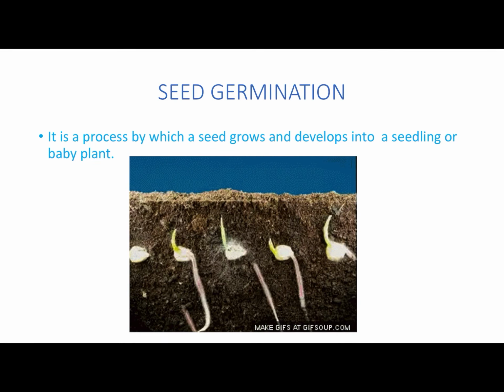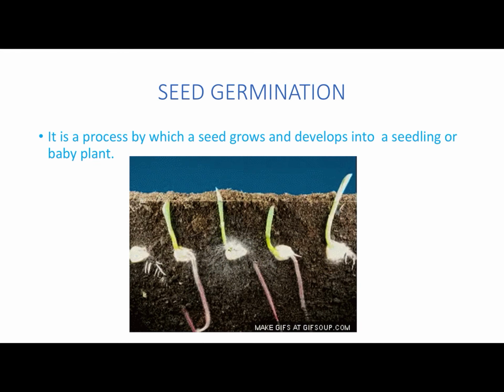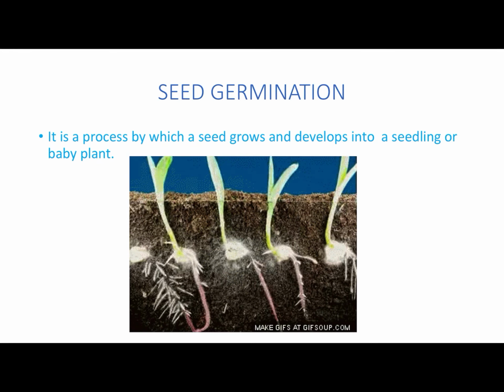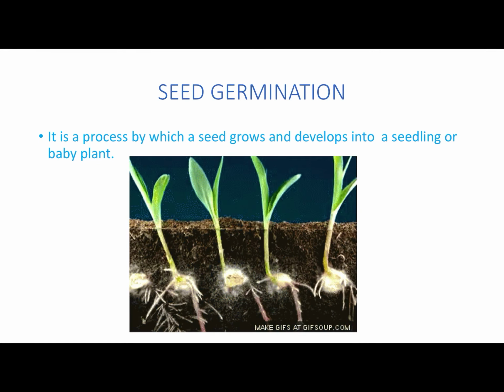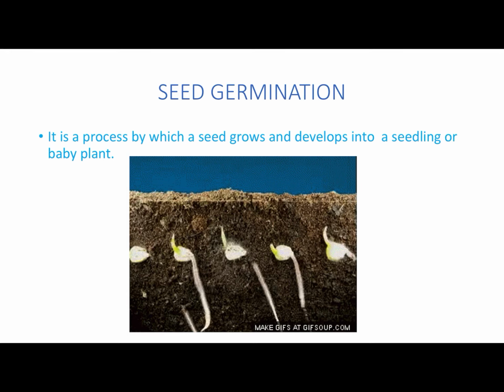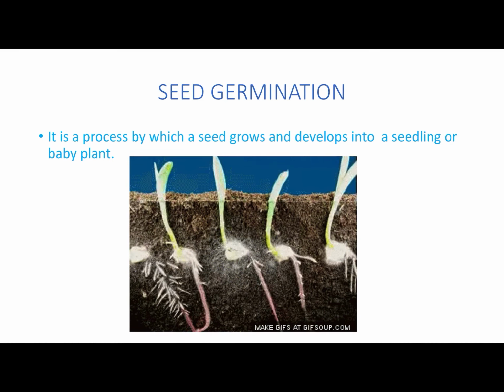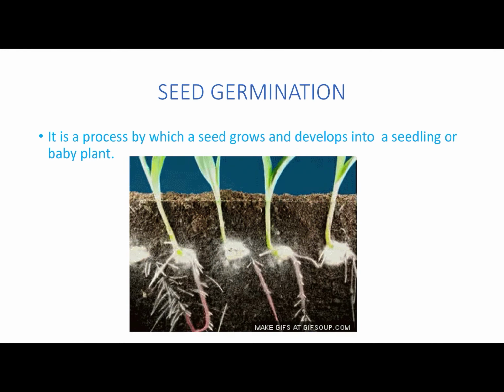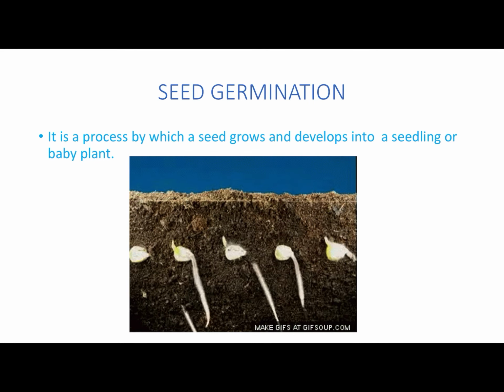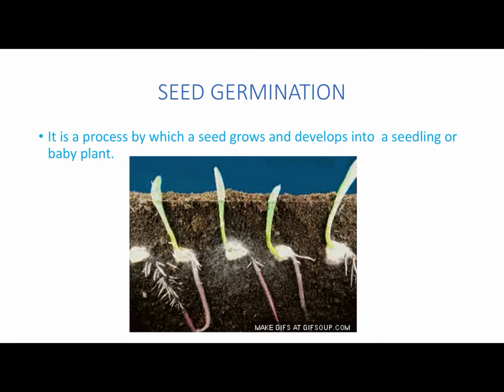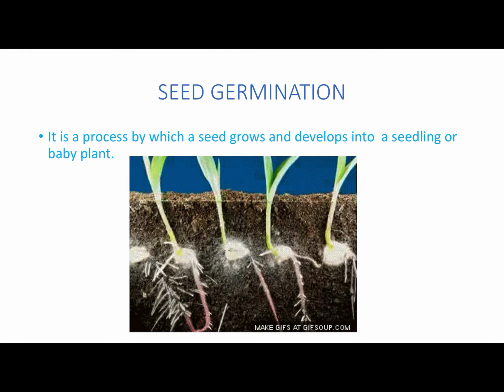How does a big plant grow from a tiny seed? What are the favorable conditions for their germination? Let us see how the baby plant starts growing into a new plant from seed. Seed germination is a process by which a seed grows and develops into a seedling or young plant.